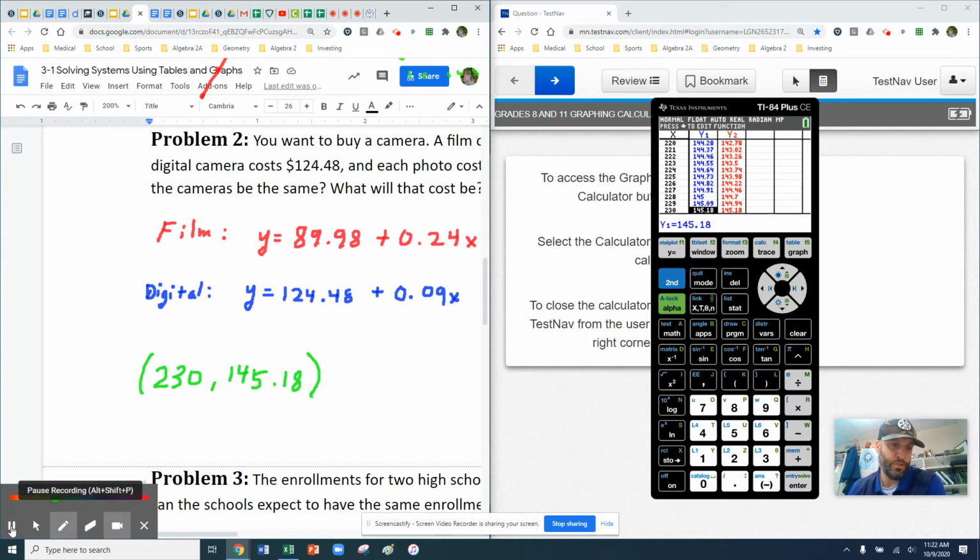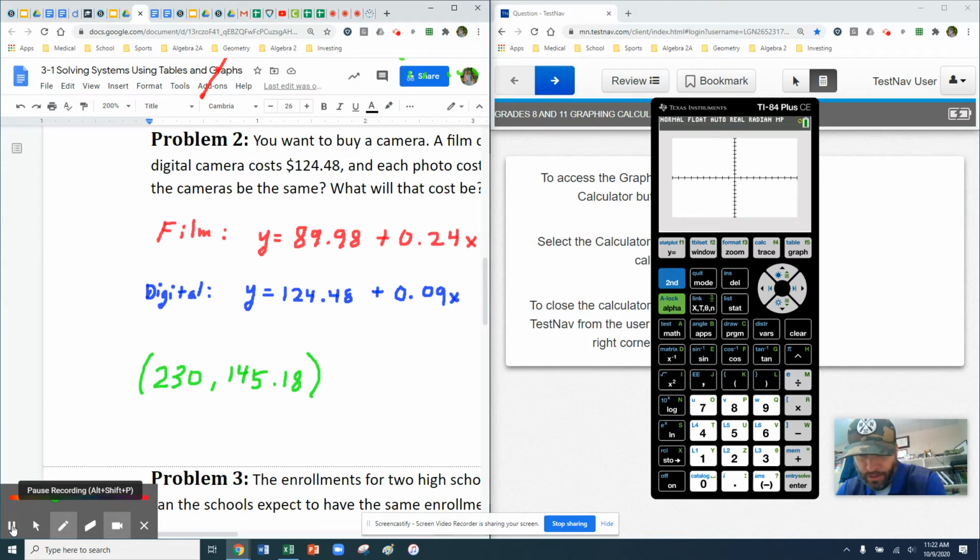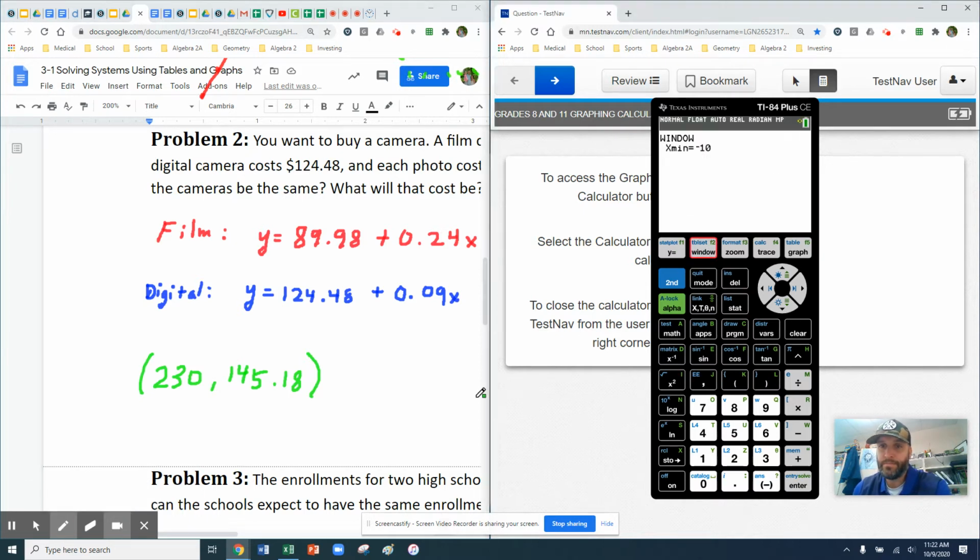Second way we're going to solve it is using a graph. Now maybe you've already hit graph and you look and you're not seeing anything. Well, it doesn't mean you did anything wrong. You've got your equations in there. It's just that our window isn't big enough to show the solutions. Thinking about each equation, we have one equation that's got a y-intercept about 90 and another equation that's got a y-intercept of about 125. So we are going to need to make our window a little bigger so that we can see the equations. To adjust your window, you're going to hit the window button.